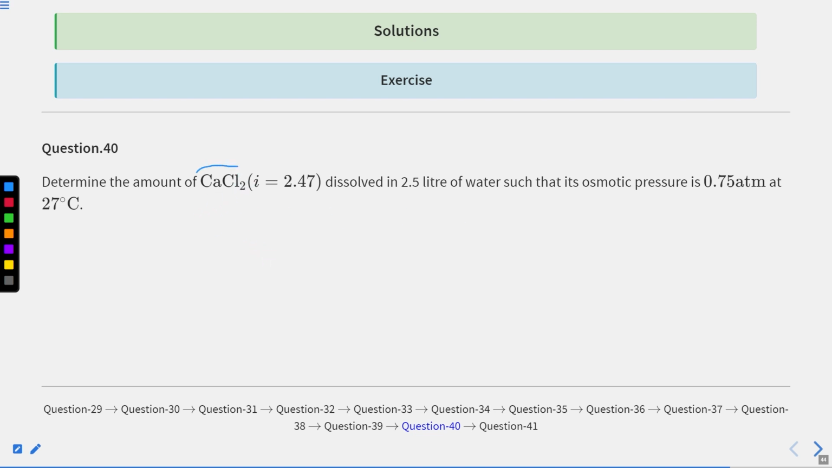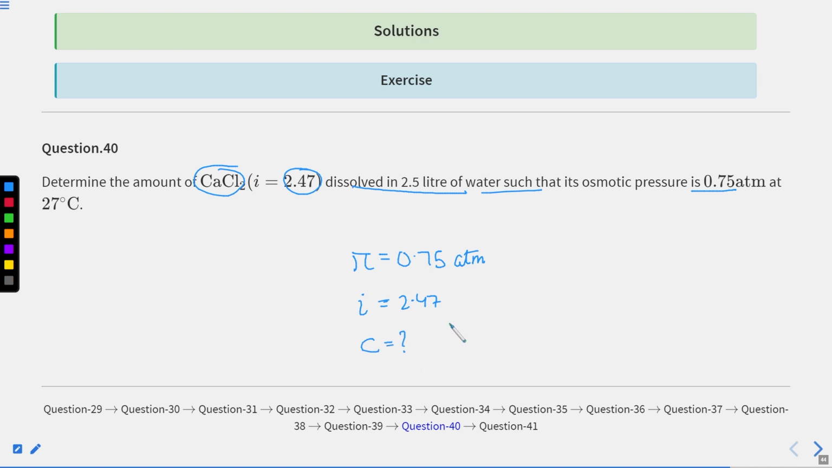Determine the amount of CaCl2 if i is given as 2.47 and it is dissolved in 2.5 liters of water such that its osmotic pressure is 0.75 atm. So basically pi is given as 0.75 atm and i is also given. We will use the modified formula pi equals iCRT, where i is the van't Hoff factor. It is given as 2.47.